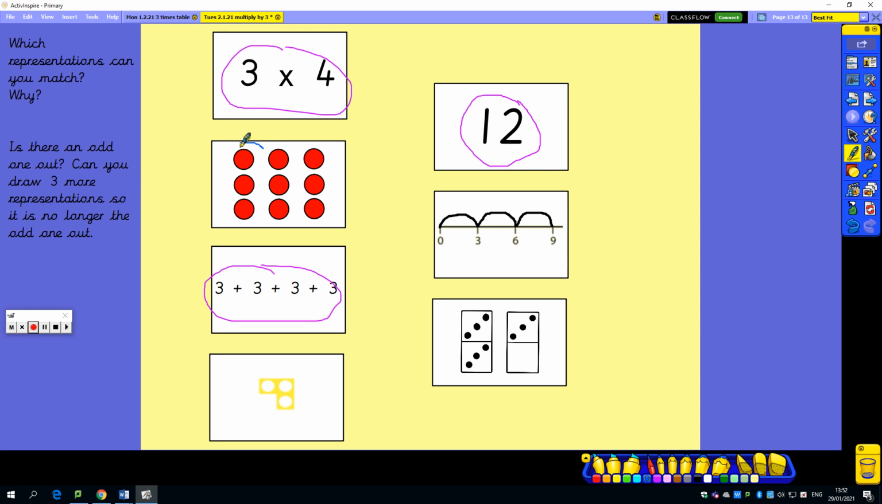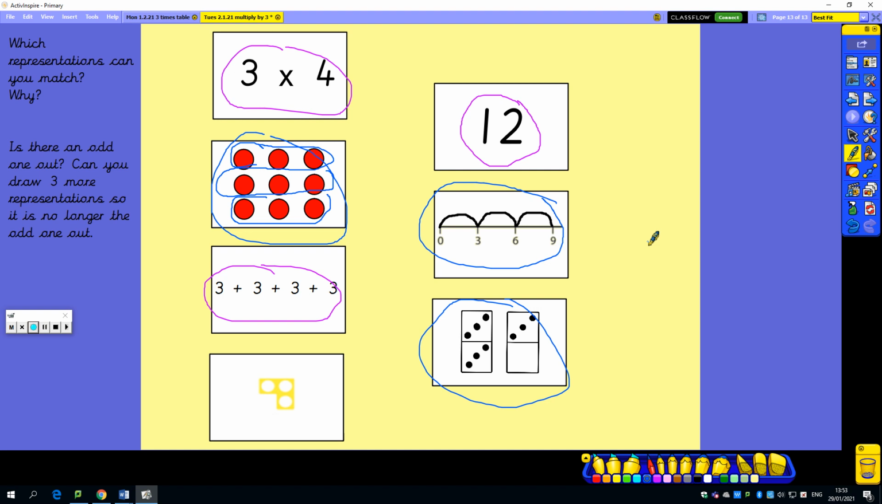Let's take a look at this one. We just group our 3's. We've got 3, 3 times. Can you see anywhere else where we've got 3 times so we can match that representation? With the dominoes, I can see 1, 2, 3 groups of 3. So the array and the dominoes can match together. Do they match anything else? The number line. 3, 3 times. We've jumped in our 3's 3 times. So that also belongs with that group.